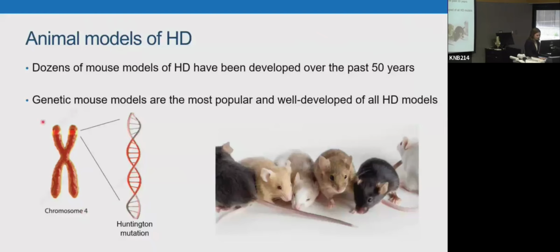So in a genetic mouse model, part of the gene that contains the Huntington mutation from humans will be inserted into the genome of a mouse. And then from there, that mouse will be bred for many generations until you get consistent expression of the Huntington gene in the mice.